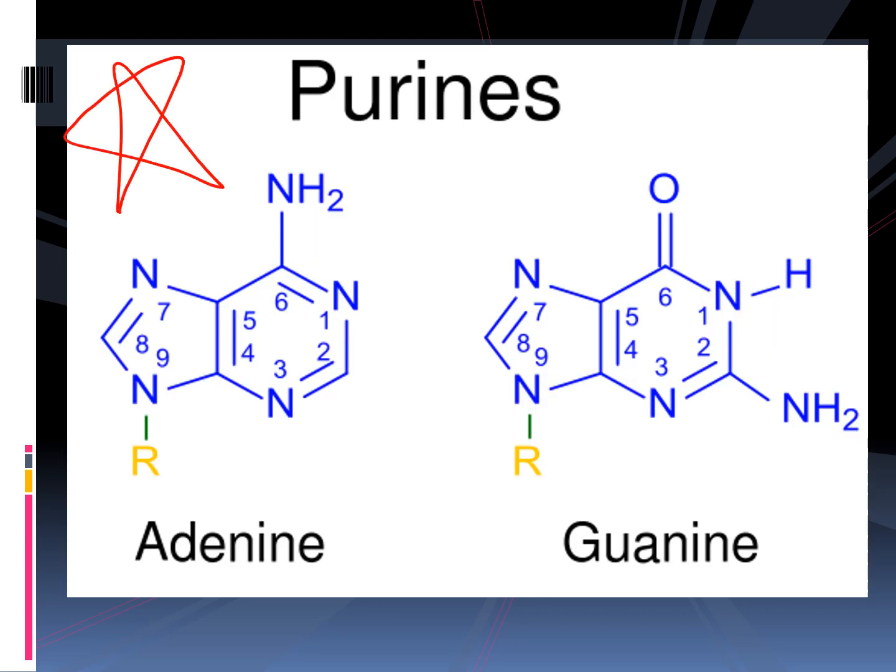Purines are adenine and guanine. Pure as gold.